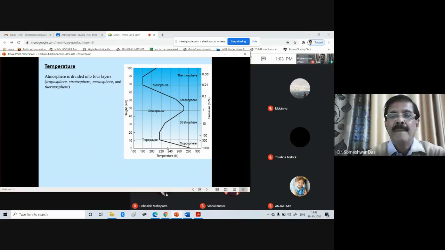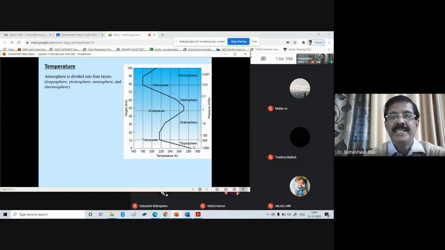So above the troposphere is the stratosphere, right? And the height of the stratosphere is approximately up to about 50 kilometer or so. The interface between the stratosphere and mesosphere is called the stratopause. Then there is the mesosphere, which extends up to about 80 kilometer, right? The interface between mesosphere and thermosphere is called the mesopause, and above that is the thermosphere, about 100 kilometer. So these are the major layers in the atmosphere.